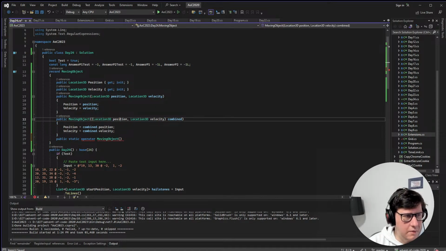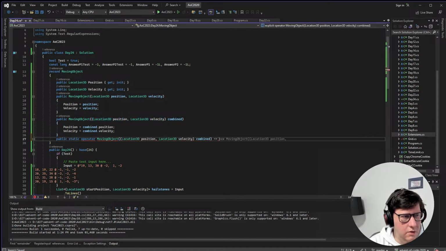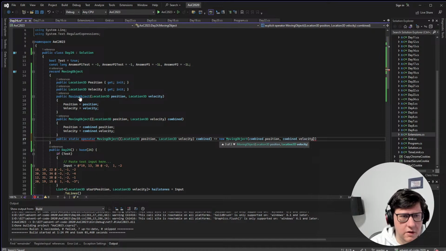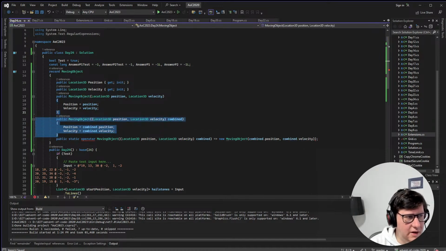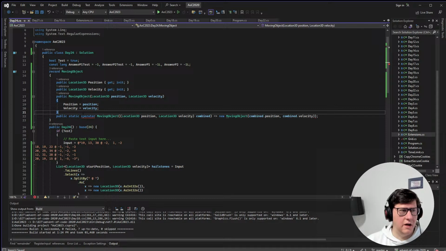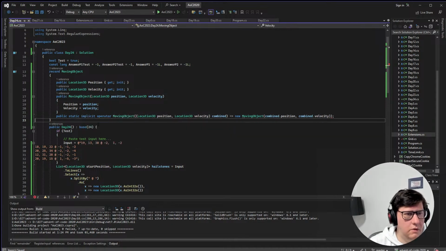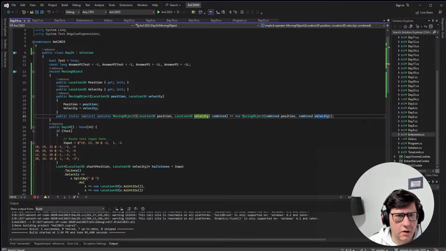And when I put this in like this, I can do, and then I can do combined.position, combined.velocity, and now I don't have to have this explicit constructor, and now I can just have an operator here. We can just make this an implicit operator like this.